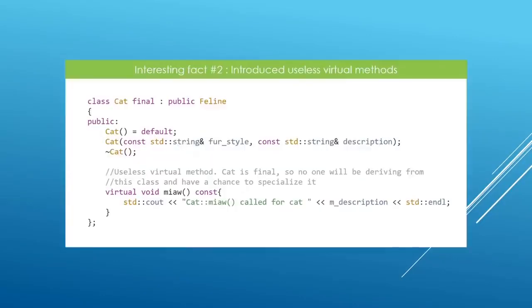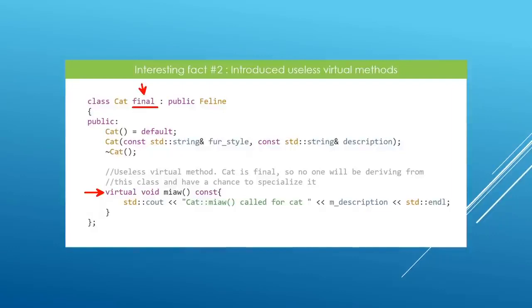Another thing is that it is possible to introduce useless virtual methods in your inheritance hierarchy. For example, if our cat class is marked as final, what this means is that nobody will ever be able to inherit from this class. But we are going further and setting up a virtual method which is meant to be inherited or overridden in downstream classes. But how do we get a downstream class if we can't inherit from the cat class which is marked final? So we have conflicting ideas here.